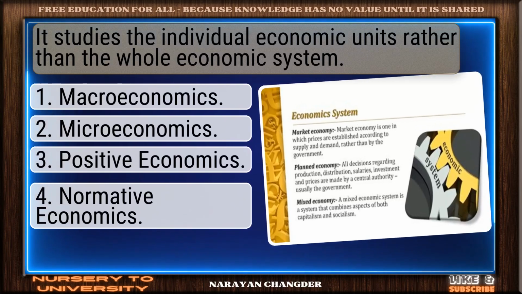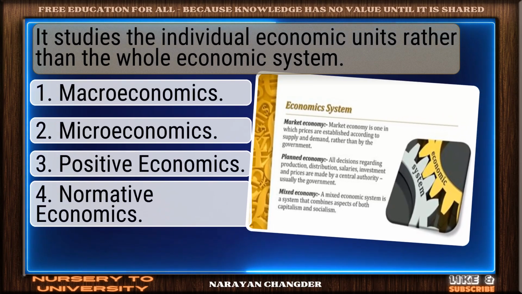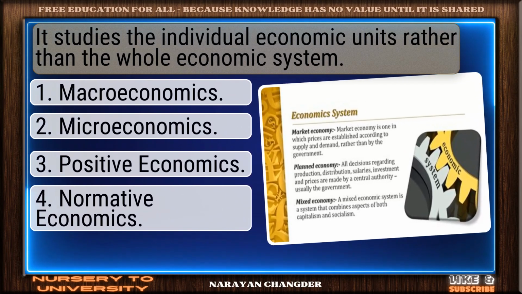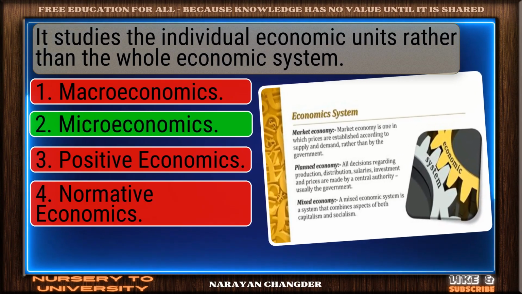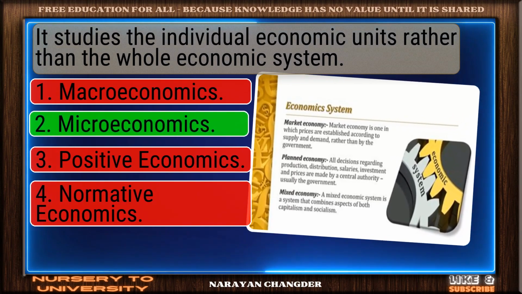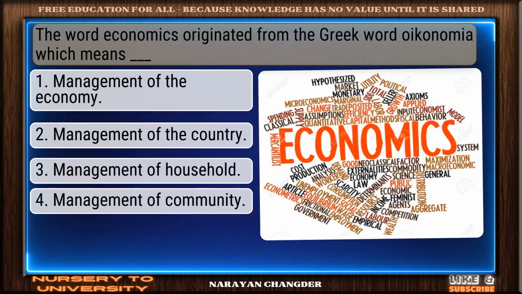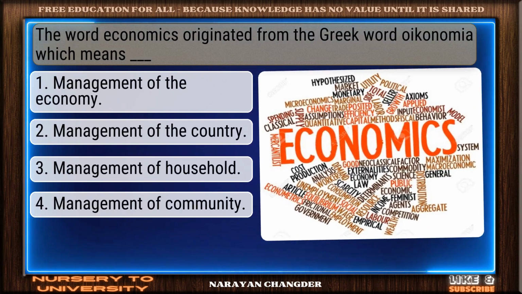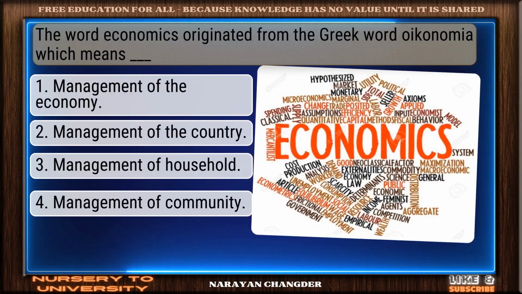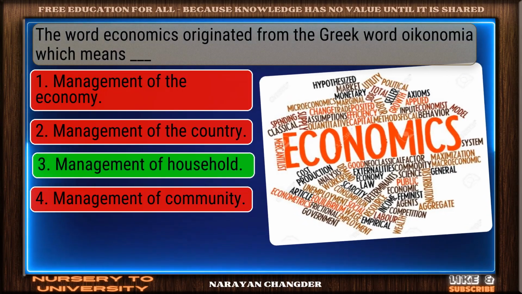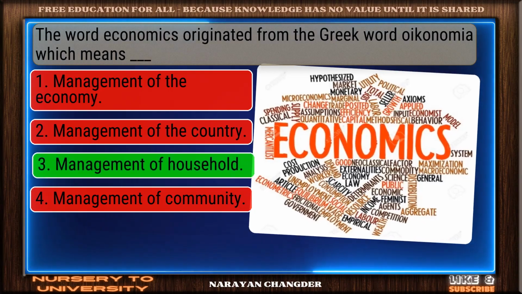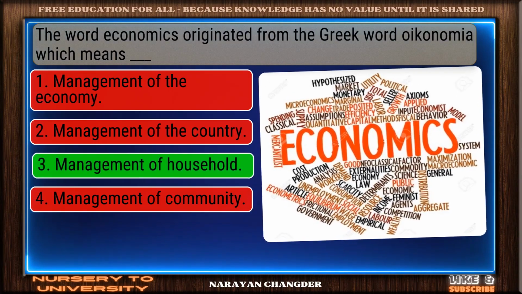It studies the individual economic units rather than the whole economic system. You're right. Microeconomics is the correct answer. The word economics originated from the Greek word oikonomia, which means dash. You chose management of household, and it is correct.